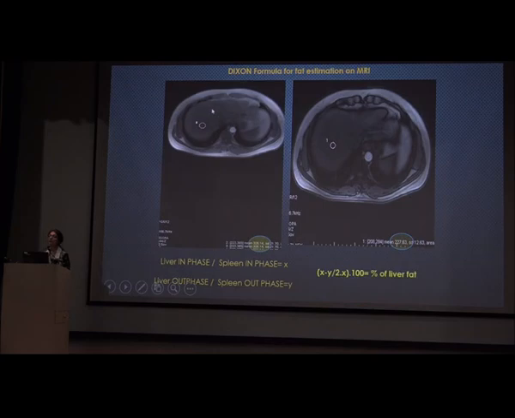So we use a Dixon formula. There is mathematics to this, very simple. You use the liver in phase value and use the liver out phase value. Use a spleen in phase value and a spleen out phase value on both sequences. There is a formula here that's x and y. X minus y divided by 2x into 100 gives you the percentage of liver fat.